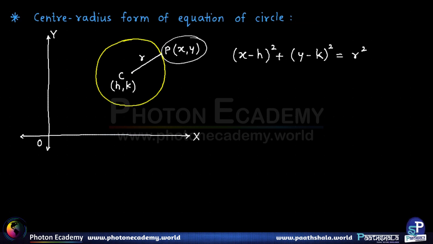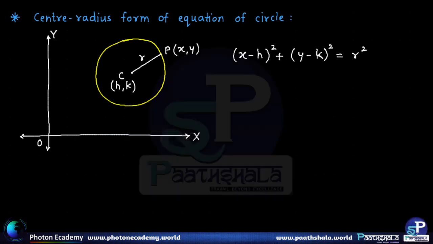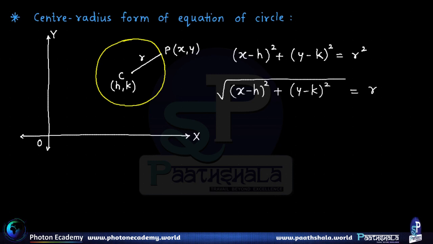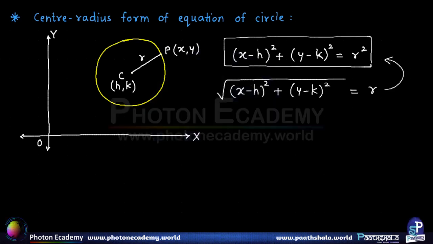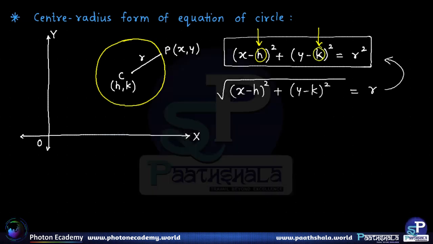Now we consider a generic point x, y on the circle and write the distance formula for r, right? So we know that the square root of x minus h the whole square plus y minus k the whole square will be equal to the radius r. Therefore, on squaring both sides, we get the equation in what is called the center radius form. It's called center radius form because in this equation we can clearly identify the center, that is this h and k, which are the x and y coordinates of the center, and on the right side we have the square of the radius. We know that the radius is always a positive number because it's a length. So knowing r square, we can easily find r.